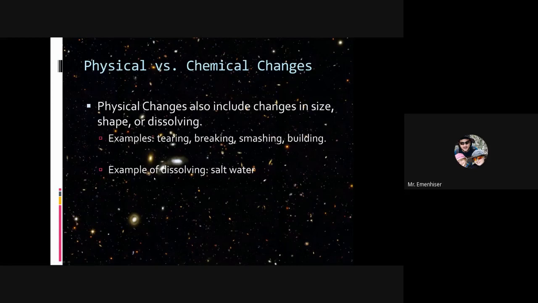Now, another example of physical change is dissolving salt into water. If I take salt and put it in water and mix it, heat it up, it'll dissolve and mix with the water, and that is a physical change. It seems like a chemical change because it's dissolving, and it sounds like a chemical word, but it's a physical change.